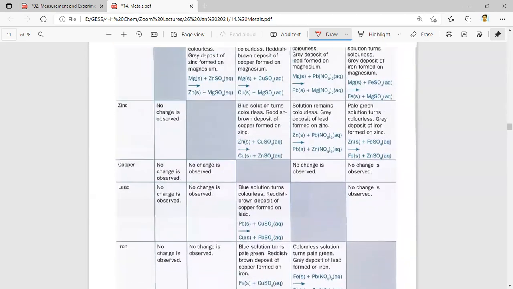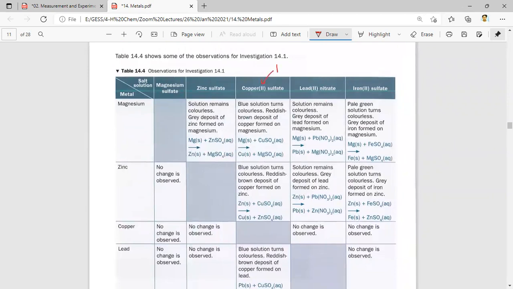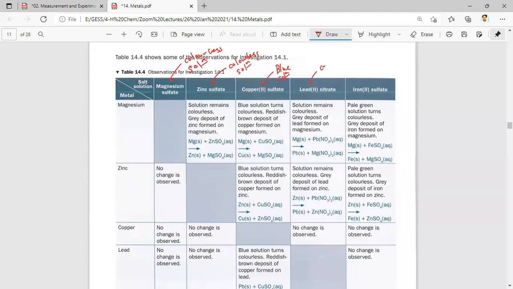One key point is that copper 2 sulfate solution is typically a blue solution. This one here is a colorless solution, and this one here is also colorless. How about lead 2 nitrate and iron 2 sulfate? Lead 2 nitrate is also colorless, but iron 2 sulfate is actually a green solution. This follows quite closely to your salts chapter where you need to test for cation and test for anion. The colors are quite similar.